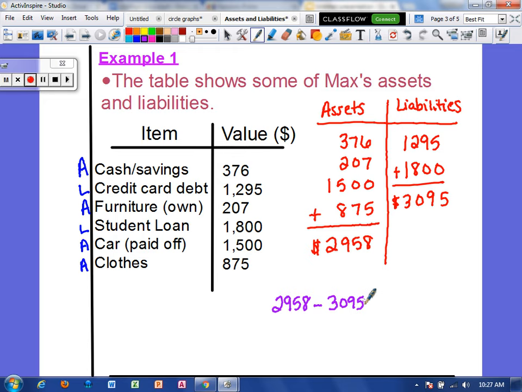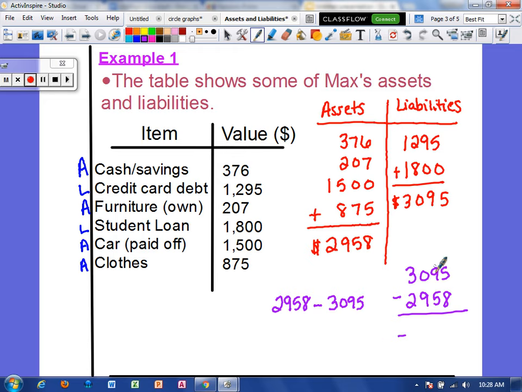$3,095. Now, before we do any subtraction, go ahead and notice that the amount that he owes is greater than what he actually owns. So that means he's going to have a negative net worth. So we have a positive number and we're trying to take away a number that's even bigger. So we know that our answer is going to be negative. When this happens, we're going to do normal subtraction and we'll just make the answer negative. So we're going to take 3,095, subtract 2,958, and since the liability is greater, we know he's going to have a negative net worth.